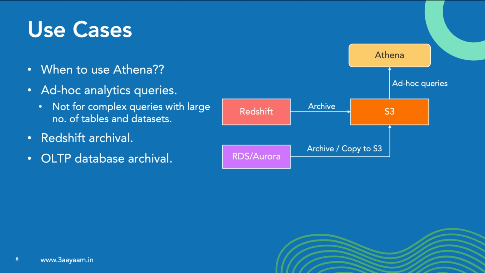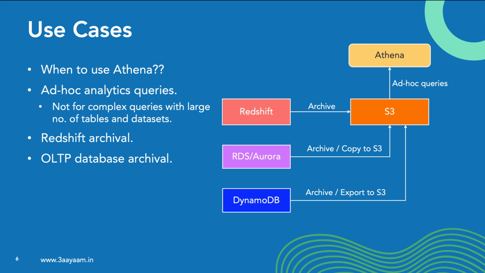Now, not only relational databases, we can use the same use case for non-relational databases also, like DynamoDB. DynamoDB has a feature called export to S3, and using export to S3, we can archive the data or move the data from DynamoDB to S3. And let's say we have some analytics use cases which cannot be run on DynamoDB. We move them to S3 and then use Athena to run ad hoc queries on top of it.